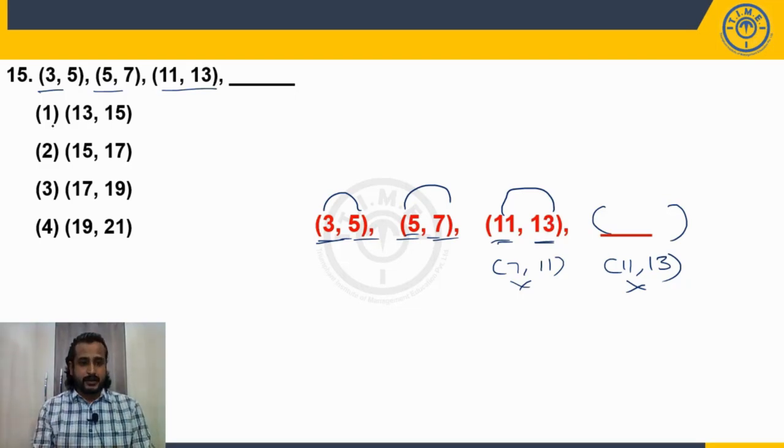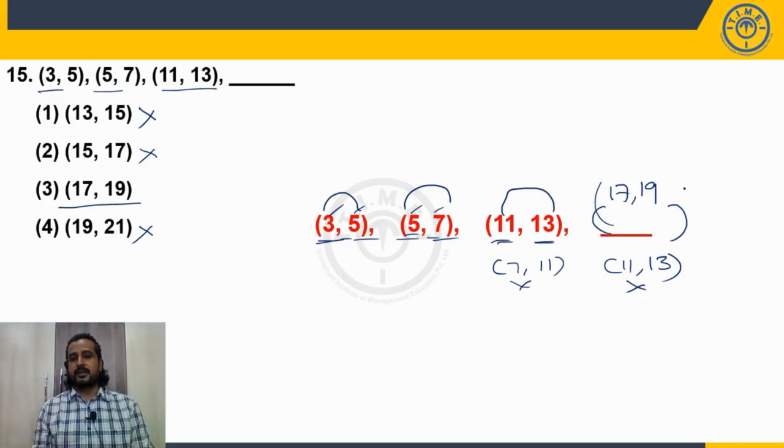Look here. 13, 15 is not a prime pair. 15, 17, not a prime pair. 19, 21, not a prime pair. The only remaining pair is 17 and 19. So my required answer is 17, 19. Here everything we have taken in the groups is prime numbers: 3, 5, 5, 7, 11, 13. So the next group will be 17, 19. The required answer is choice 3, the only option matching that.